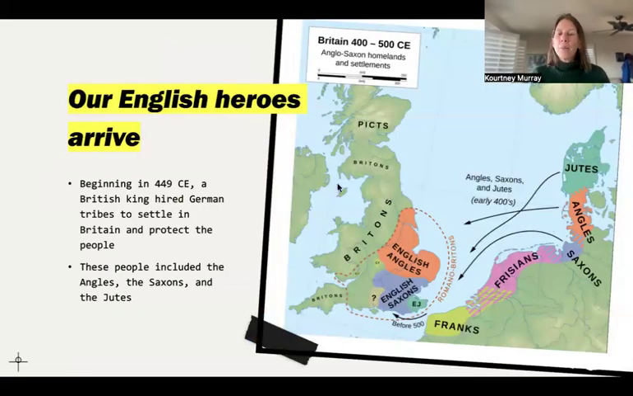So around 449 CE, the situation here in England was so bad. There was just so much chaos, so many roving bands of brigands, that one British king hired German tribes to come into Britain and protect the people. And so here we see the Isle of Britain. What this king did is he went to the tribes here, which is like, I don't know, is that Norway? So that's the sort of area. And here, the Jutes, the Angles, and the Saxons.